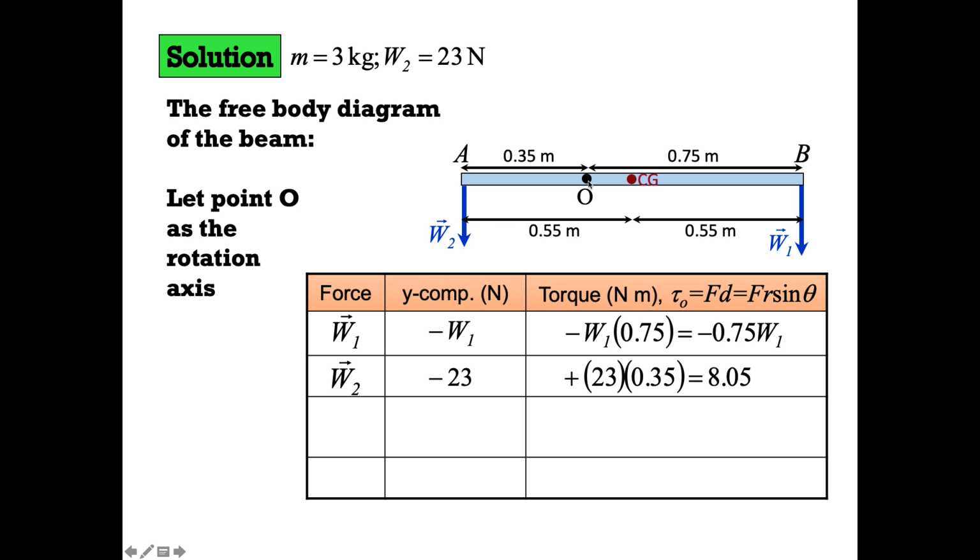Next, the direction of torque. You can hold your pen and pull it downward at point A. You can see that your pen will rotate anti-clockwise. Anti-clockwise is a positive torque.